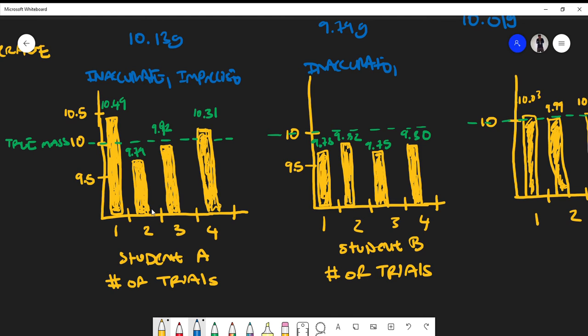Now, what about precision? Do you think he's imprecise or precise? He's actually precise. So he is inaccurate but precise. Why? With precision, we're not comparing it to the true value. We're comparing the numbers relative to each other. So we're comparing a series of measurements relative to each other. So look at these numbers here.